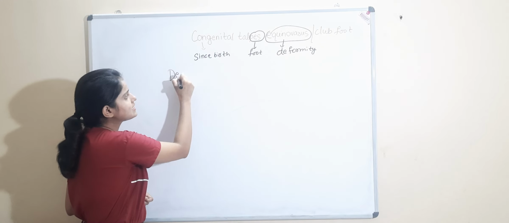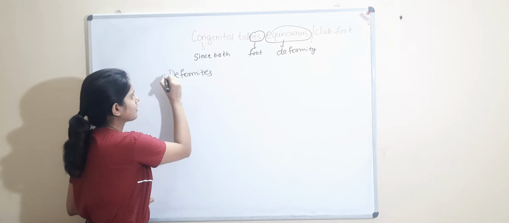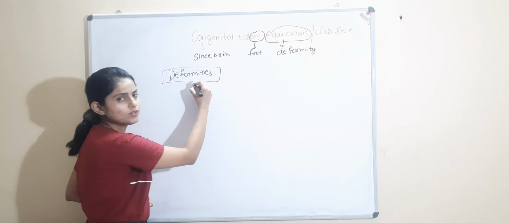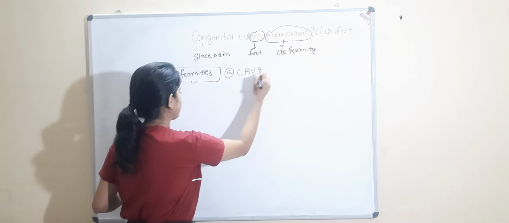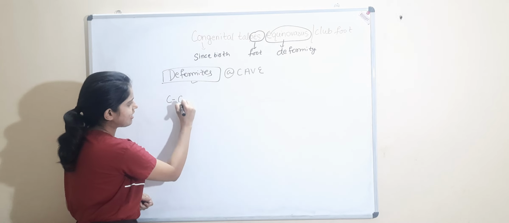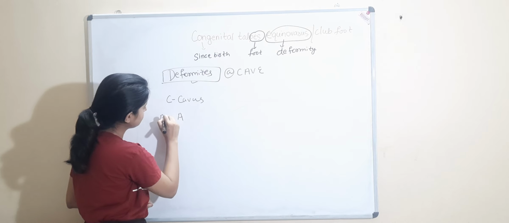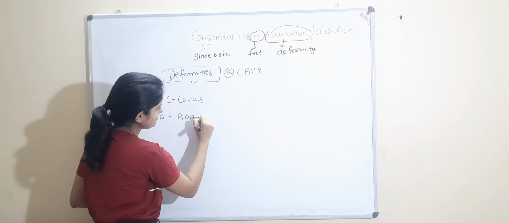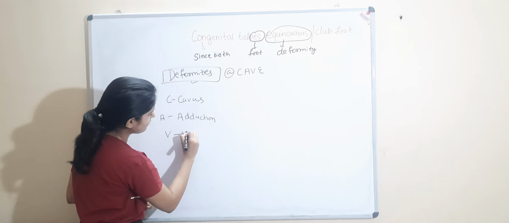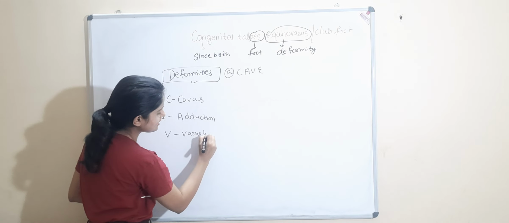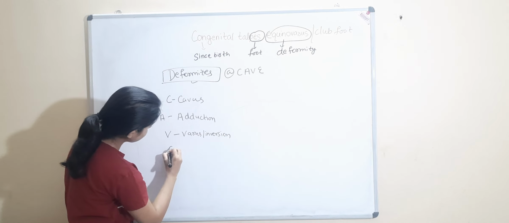Now the deformities seen in this. We have a mnemonic for this: CAVE. C for cavus, A for adduction, V for varus, means inversion, E for equinus.